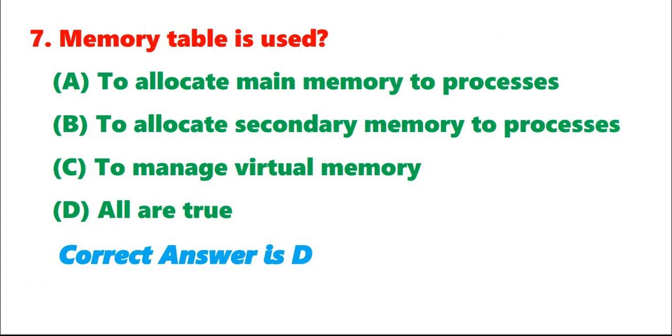7. Memory table is used: A. To allocate main memory to processes. B. To allocate secondary memory to processes. C. To manage virtual memory. D. All are true. Correct answer is D.